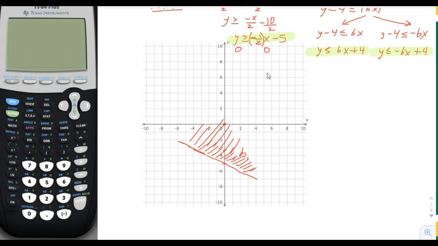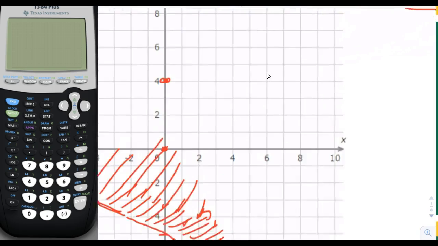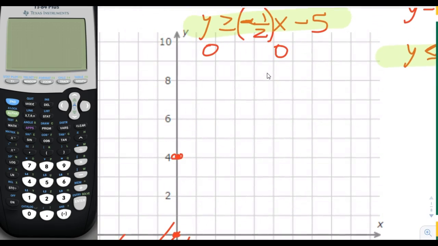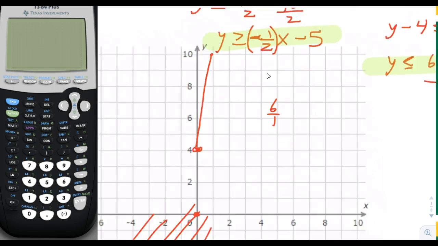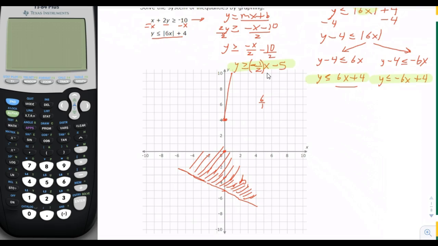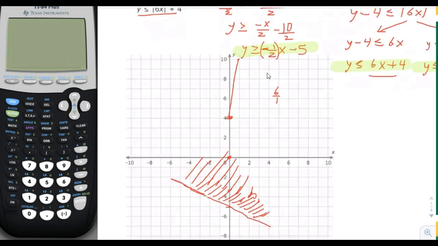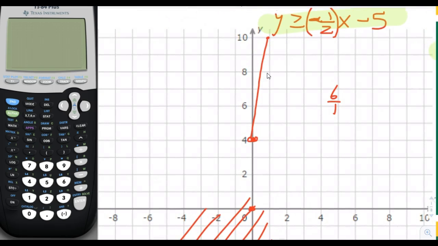All right, now let's do this one. 6x plus 4. It intersects the y-intercept of 4, and it goes up at 6 over 1. That means the rise is 6 and the run is 1. So it goes up very steeply like that, right? And then we also have one that says y is less than or equal to negative 6x plus 4. In this case, again, the y-intercept is 4, but now it's a downward slope of negative 6 divided by 1. So the rise is negative 6 and the run is 1. So it goes down 6 and over 1.